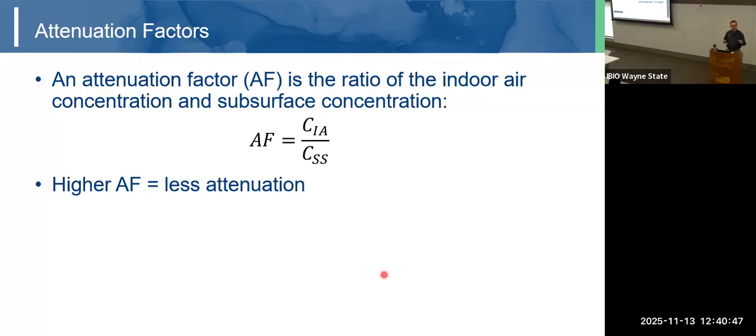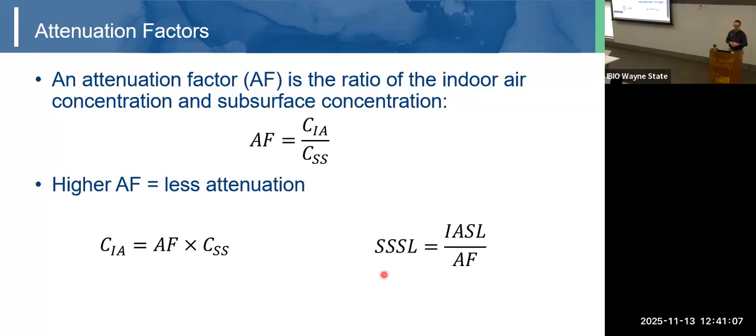We can think of this attenuation factor in 2 directions. The forward direction is, if I know the attenuation factor of a building, or if I assume an attenuation factor of the building and I know a sub-slab concentration, then I can calculate what I would expect the indoor air concentration to be in the building. It can also go the other way, and this is what a lot of regulatory agencies do. They have an indoor air screening level or an acceptable air concentration. They have an assumed attenuation factor, and they can use that to calculate screening levels for the subsurface media, for soil gas, for instance.